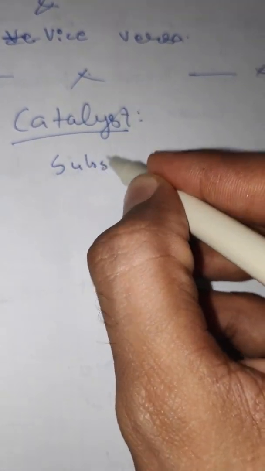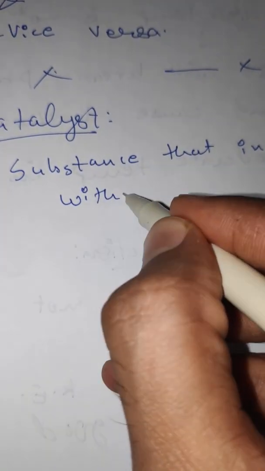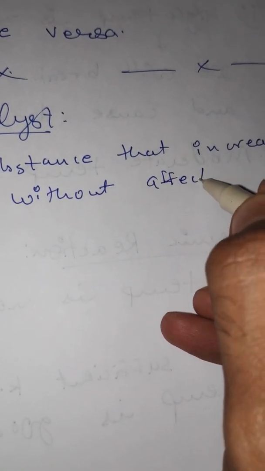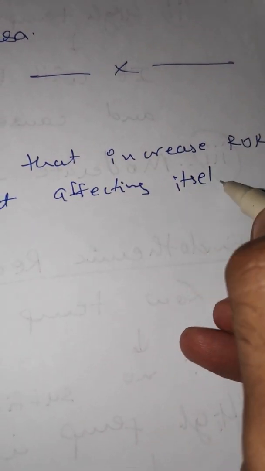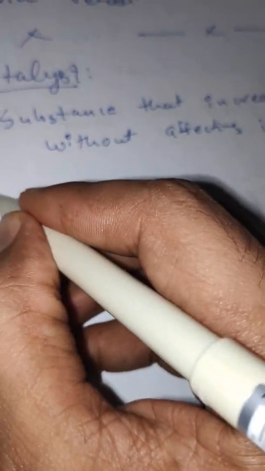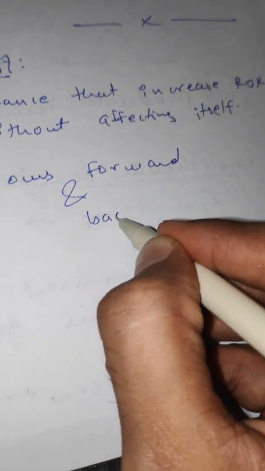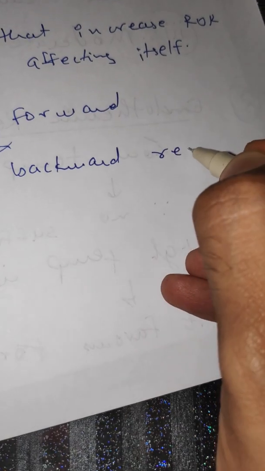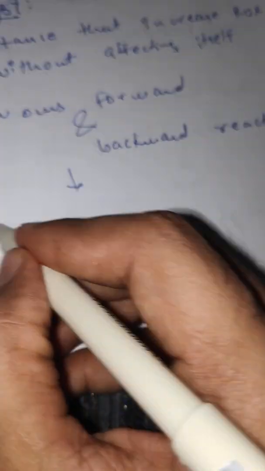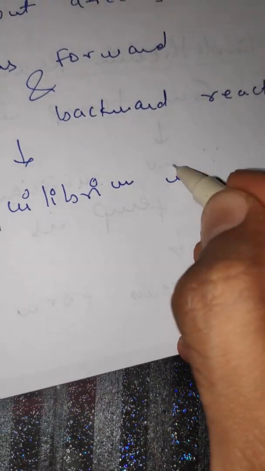A substance that increases the rate of reaction without affecting itself, right? So that is a catalyst. A catalyst favors both the forward and the backward reaction, so it helps you in both reactions. Therefore, equilibrium is reached faster. So is the catalyst important? Yes, the catalyst is also important.